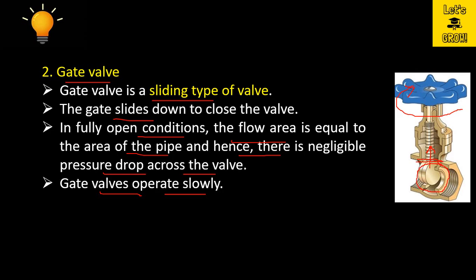In the fully open condition, the cross section area of the valve becomes equal to the cross section area of the pipe, correct? And whenever you move it downward slowly, it will reduce the flow area, and this is how it regulates the flow. And these valves operate very slowly, correct? When you give a number of rotations to this knob, slowly this gate will move in upward and downward directions, and there is a negligible, or we can say very little, pressure drop across this valve.